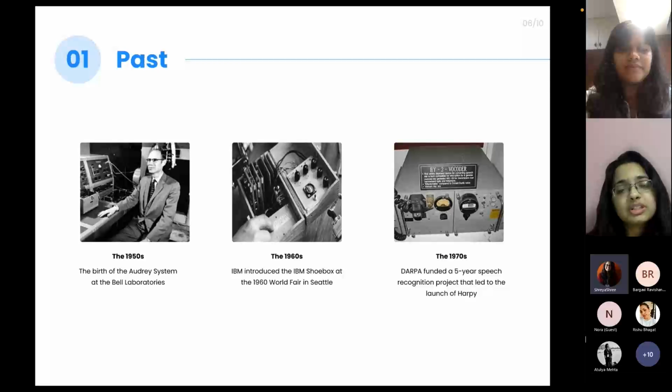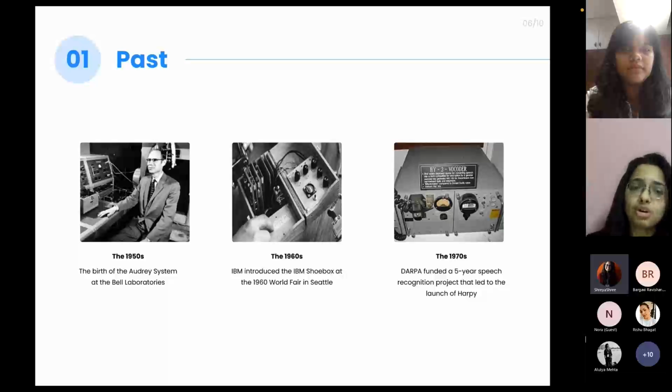So, first, getting into where it all started. In the 1950s, Bell Laboratories came up with a system called Audrey, which could basically understand digits from 0 to 9. So the person who wanted to use the system had to record their voice and upload it onto the system so that the system can understand and recognize the voice when it's trying to listen to what the person is saying.